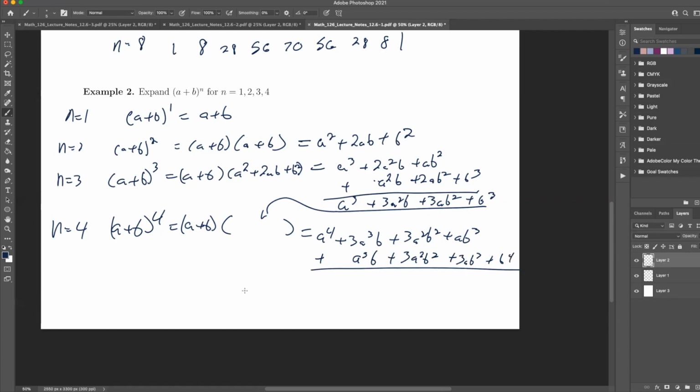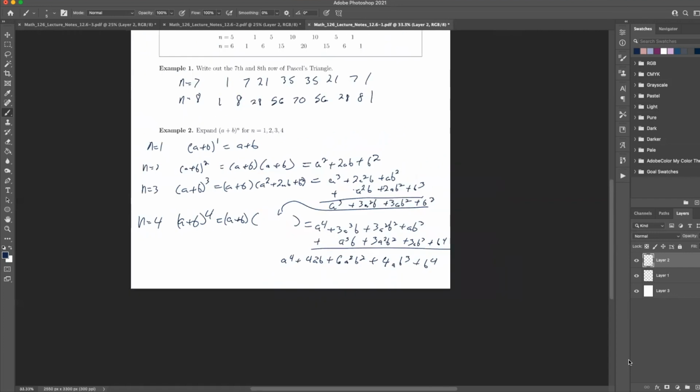Add that all up, I'll get a to the fourth plus 4a cubed b plus 6a squared b squared plus 4ab cubed plus b to the fourth. All right.